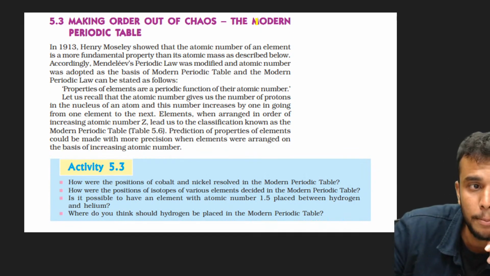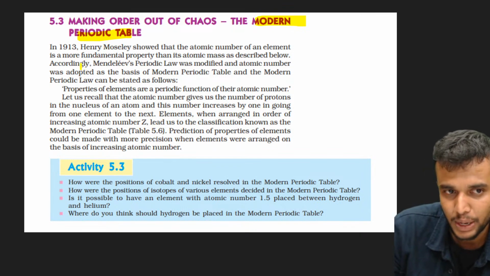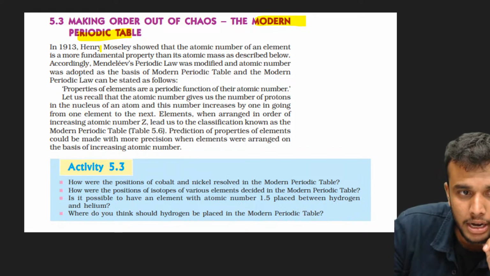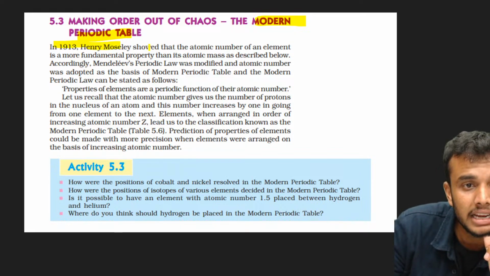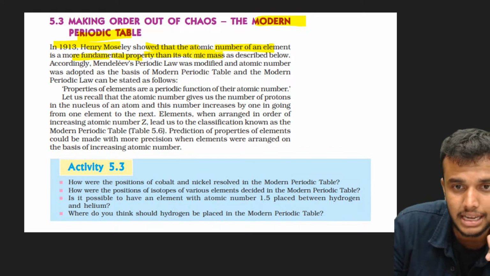Next, move on to the modern periodic table. Oh my god, I told one wrong statement here. Who is the father of the modern periodic table? This is Henry Moseley. In 1913, he showed that the atomic number of an element is a more fundamental property than its atomic mass.